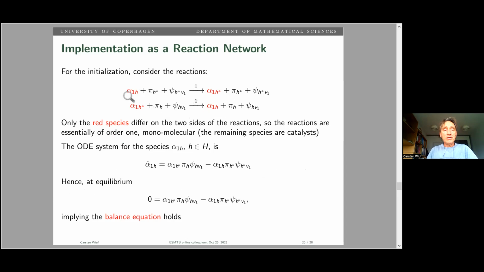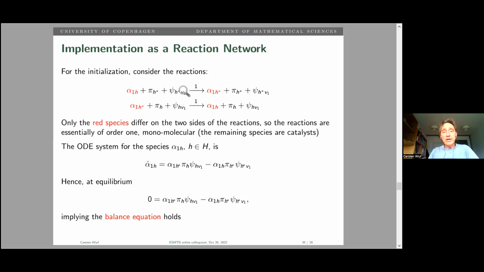So if we consider this little reaction system, so for each edge there's these reactions here, then we know first that only the red species, the alpha species, changes, right? The pi h star is the same on both sides, and the pi h here is the same on both sides, and the same goes for the psi species. So only the red species changes. So these two we would call catalytic species in this context, because they don't change. They are only there sort of to facilitate the reaction to occur, but they don't change.